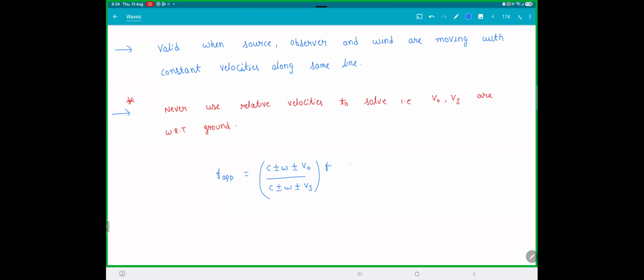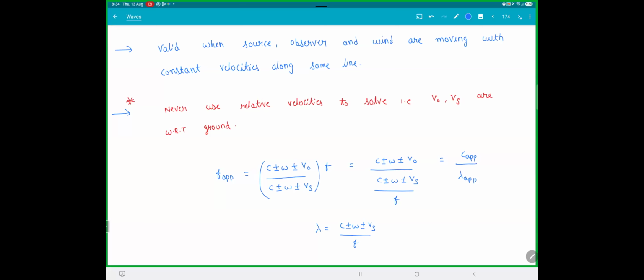Now there is something more here. You can also write this thing as (C plus or minus W plus or minus V naught) by (C plus or minus W plus or minus Vs) times F. So this is nothing but C apparent by lambda apparent. Everyone knows how to find F apparent, but sometimes they'll ask you to find lambda apparent. And you need not do anything new. It is there in this only. You just bring that F down and you get this lambda apparent. And you can clearly see lambda depends only on the source's speed. It doesn't depend on the observer's speed.